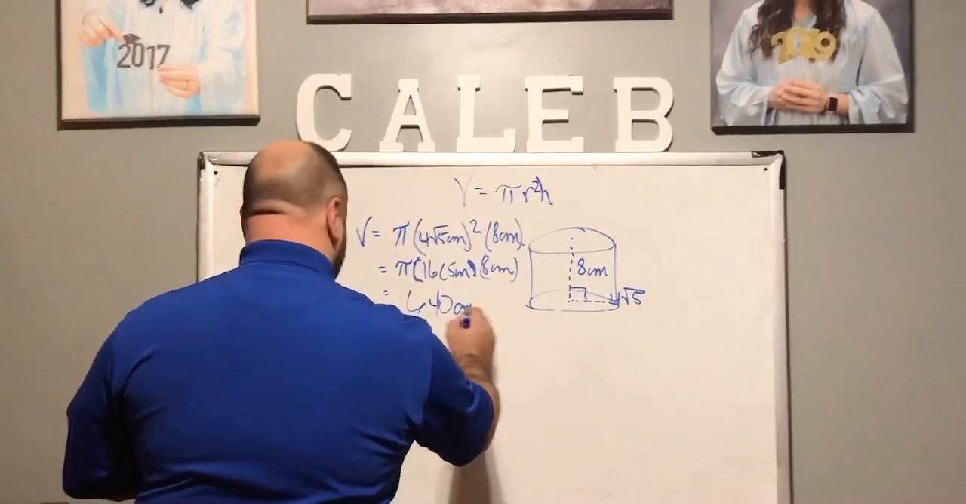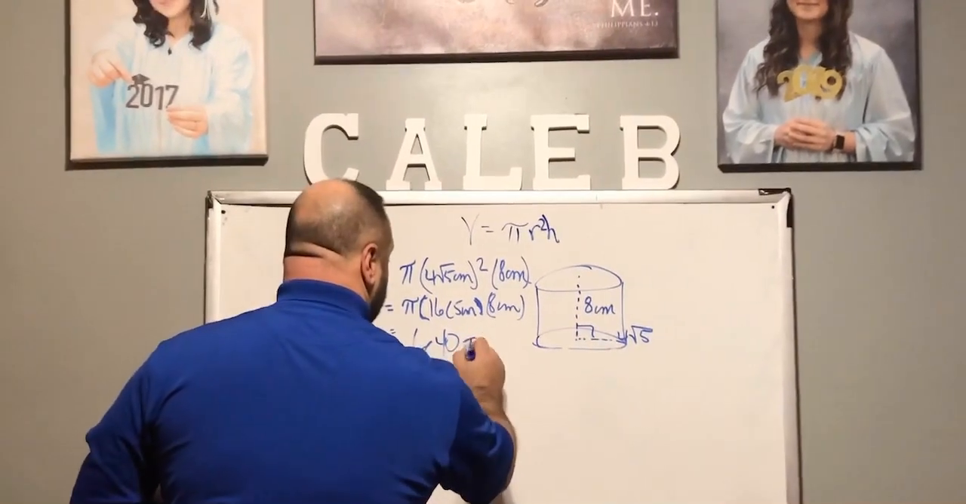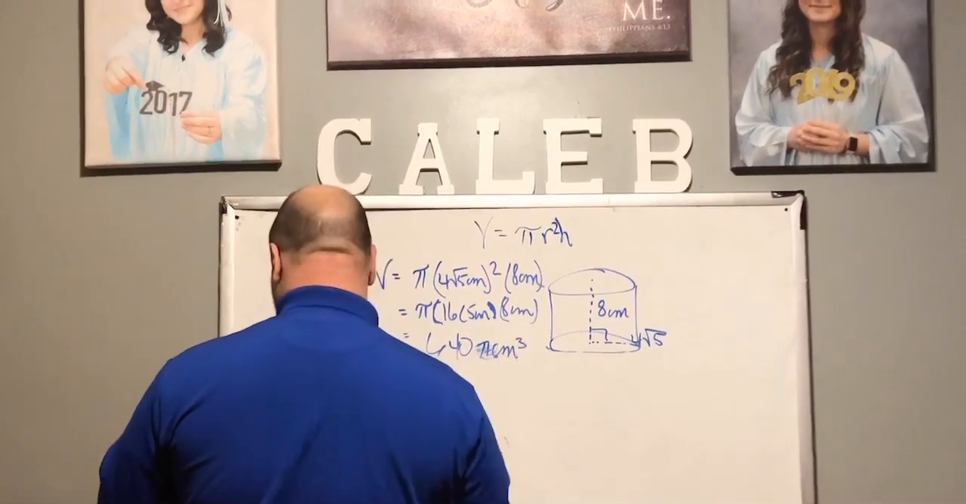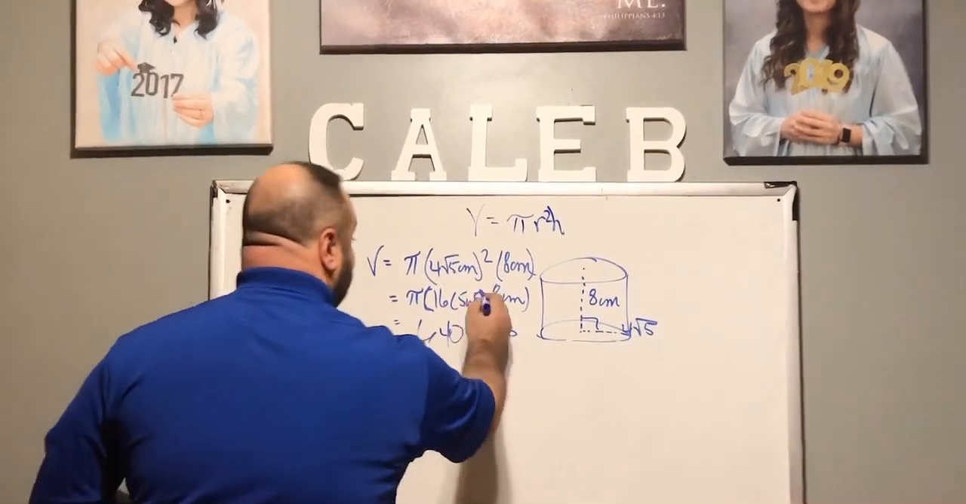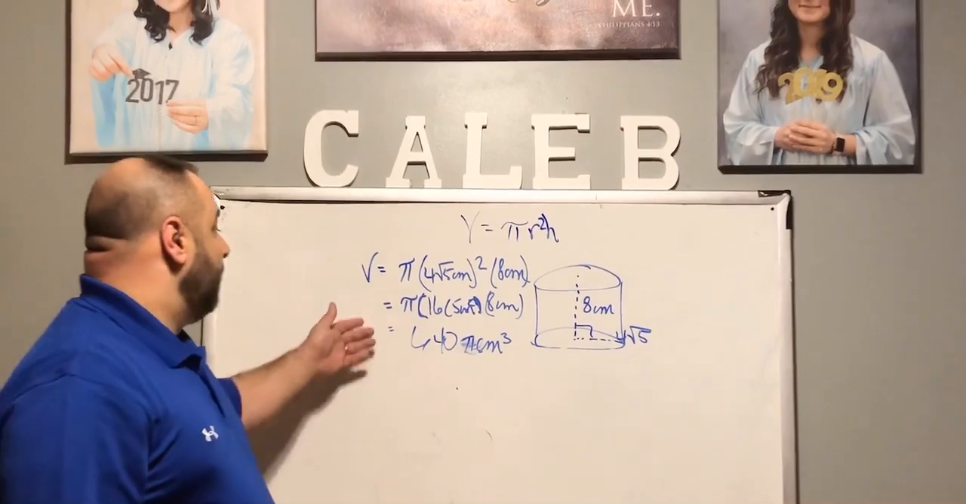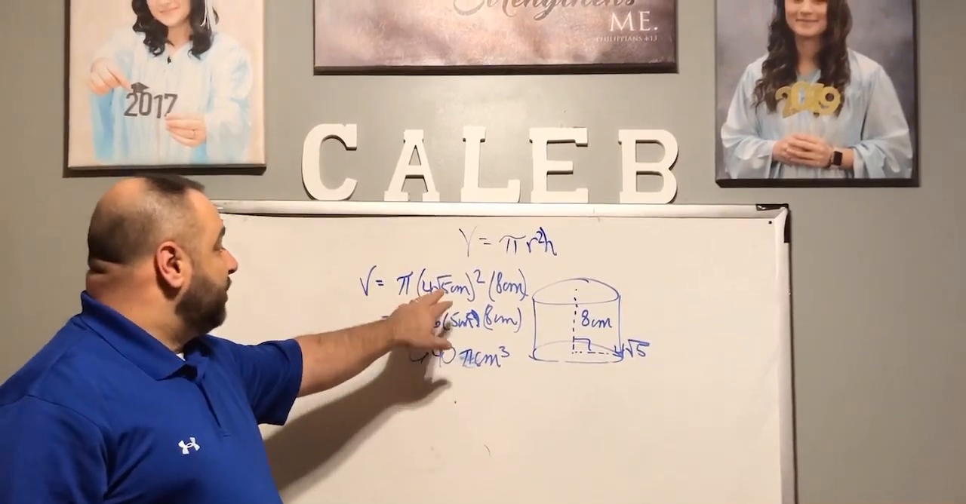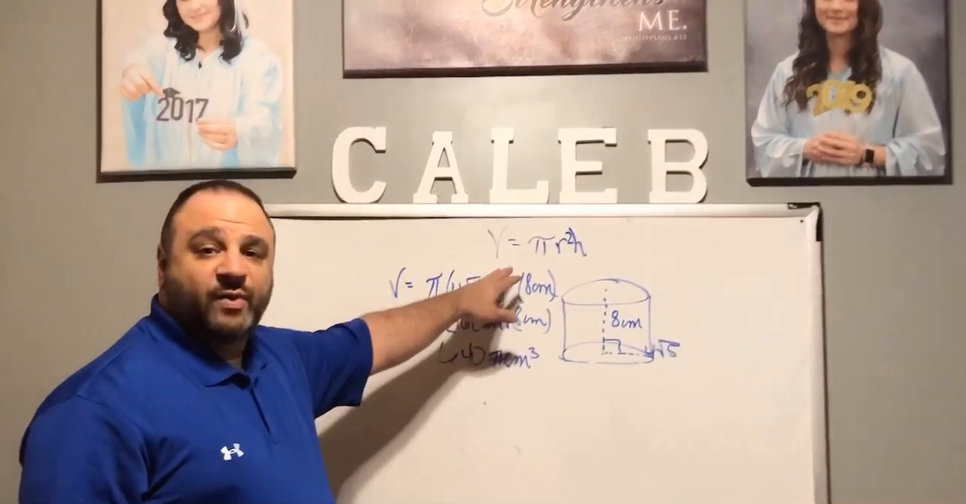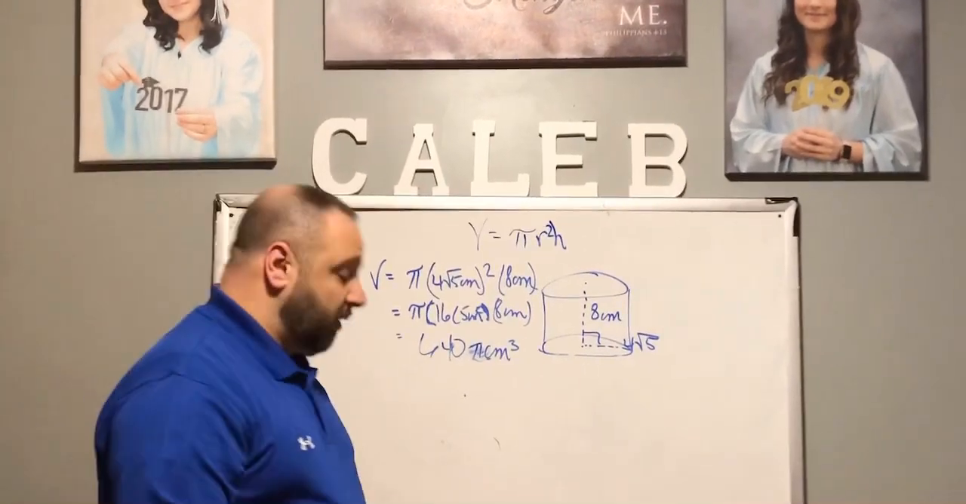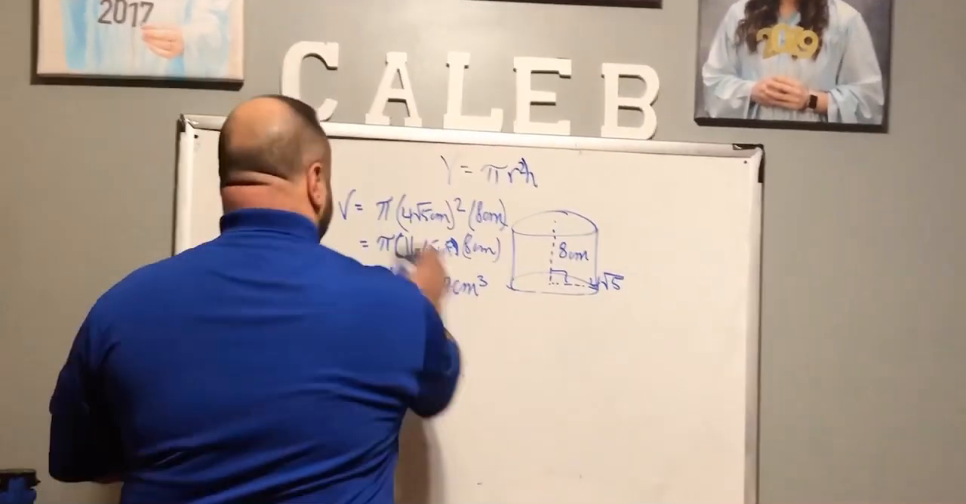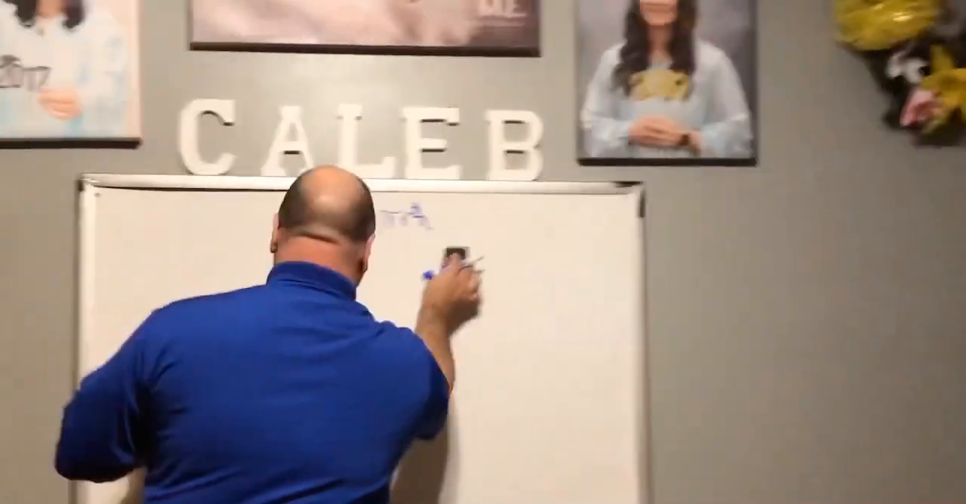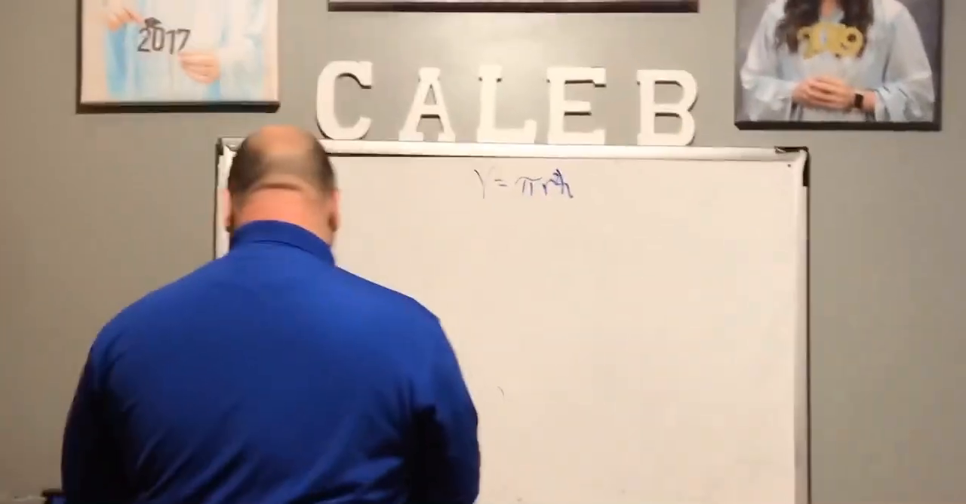640 pi centimeters cubed. All right, very good there. Pi centimeters cubed. So again, making sure you're understanding how to take care of radical signs with your exponents, and simple there, right? So let's go on and do number, that was number 17. Let's do number 19. Let's do number 19 together.